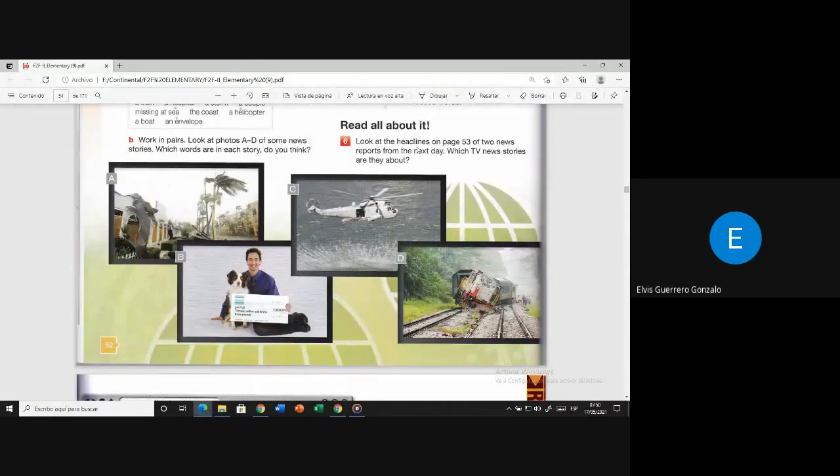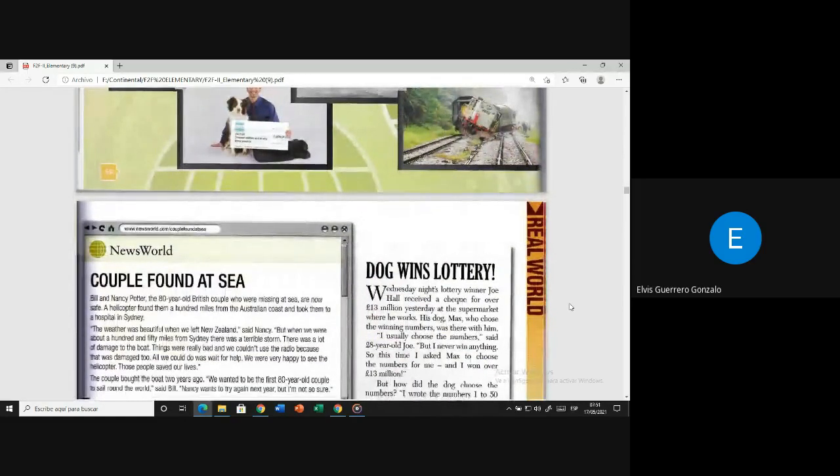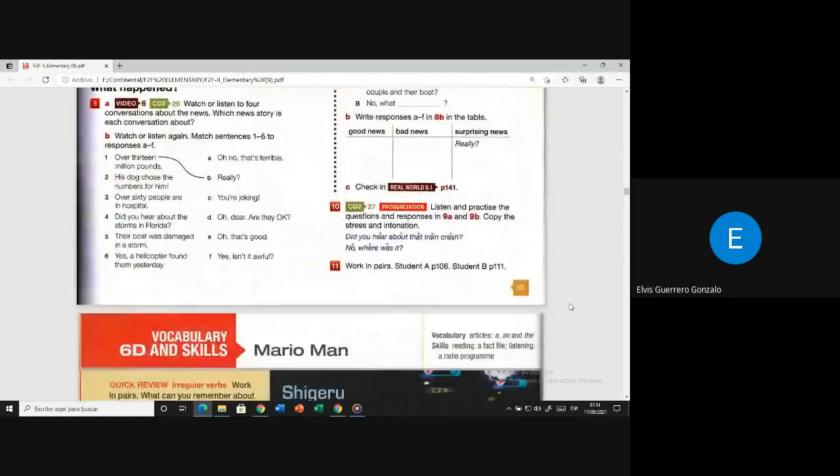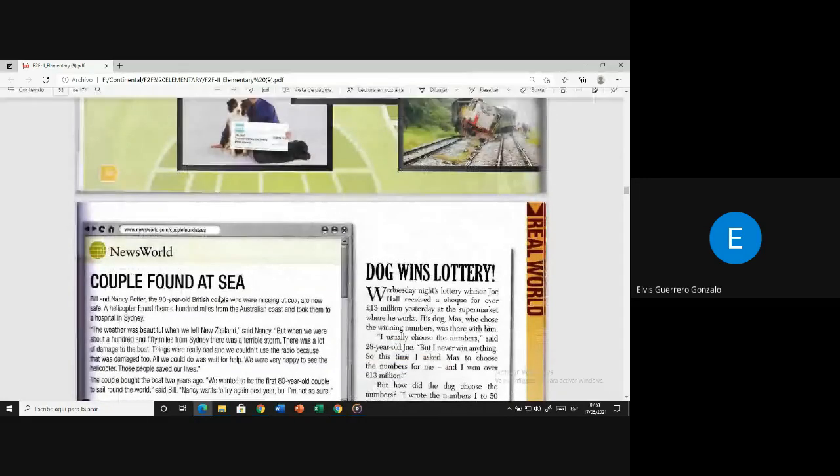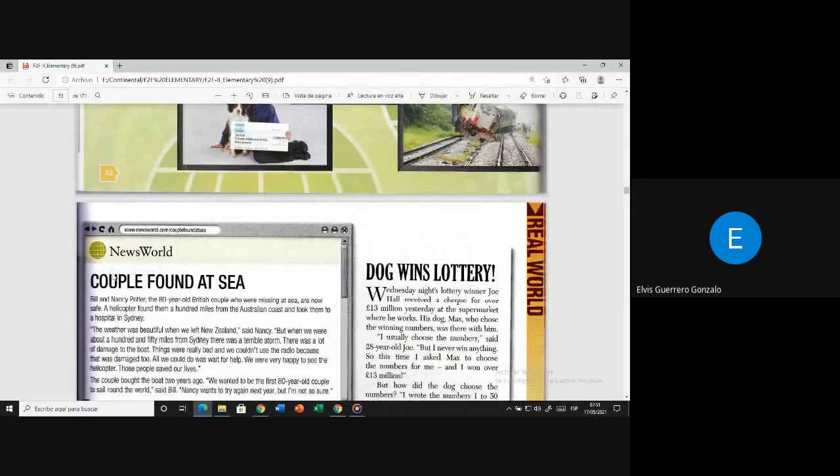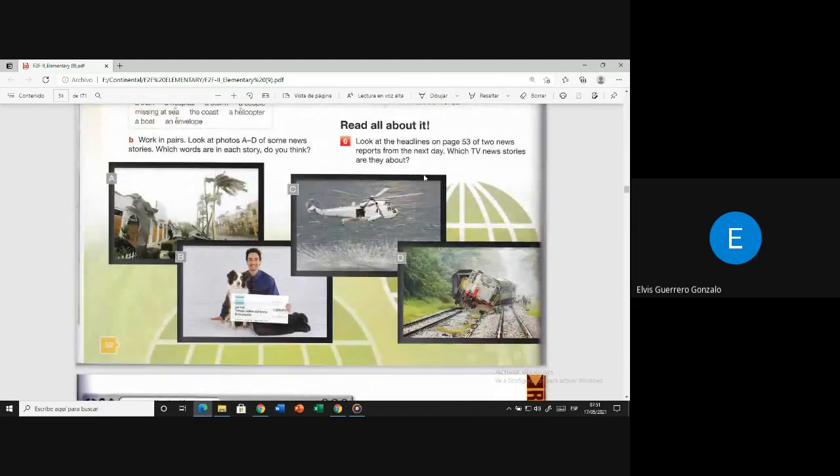Look at the headlines on page 53 of two news reports from the next day. Yeah, here on page 53, here we have two headlines. Couple found at sea and Duck wins lottery. Okay, two headlines. Which TV news stories are they about?